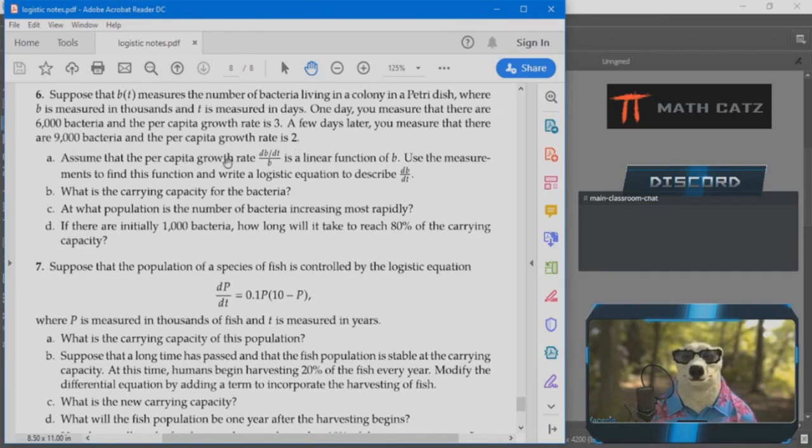Assume the per capita growth rate is a linear function, which is what the logistic model assumes, a generalization from the basic exponential model. Use the measurements that they gave me to find this function and write a logistic equation, the differential equation. Okay, so let's do that.